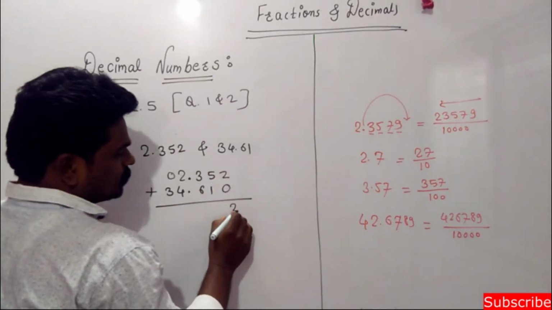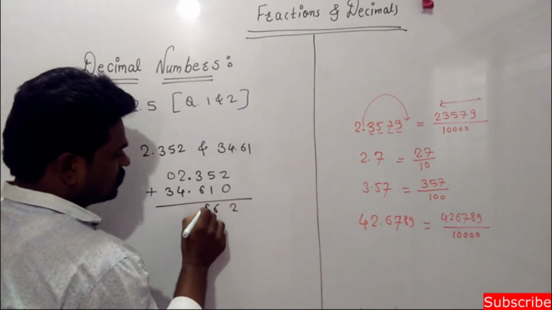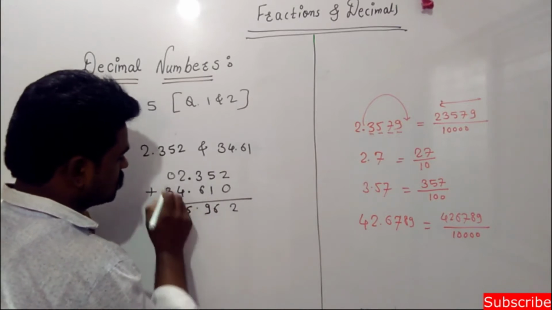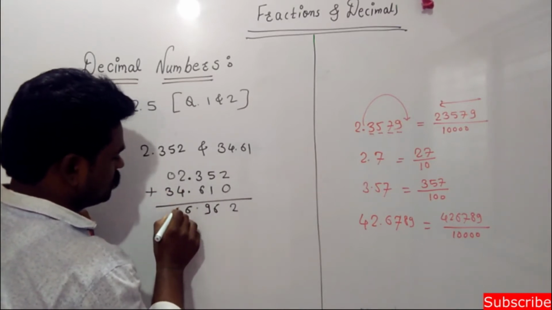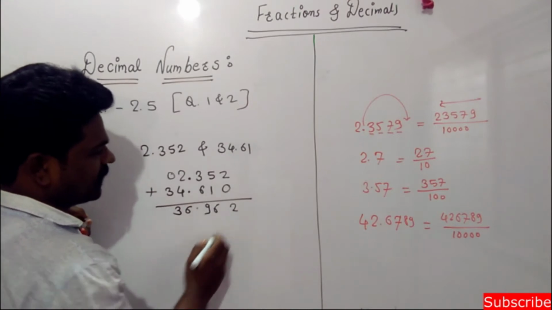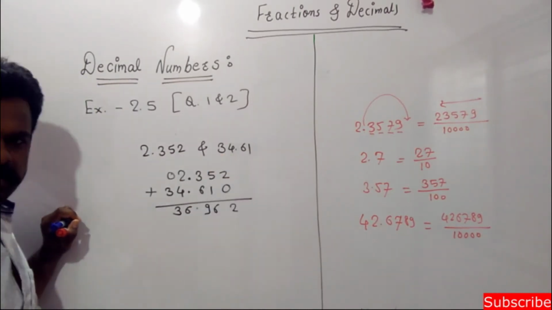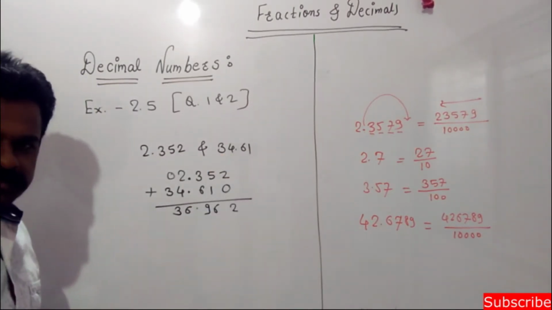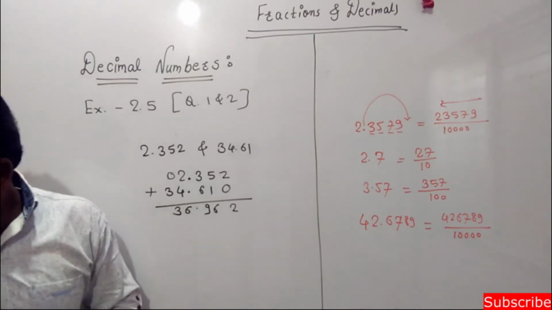2 plus 0 is 2. 5 plus 1 is 6. 6 plus 3 is 9. 4 plus 2 is 6. And 3, 0, 3. So 36.962 is the answer of this one. No problem. We had seen it.